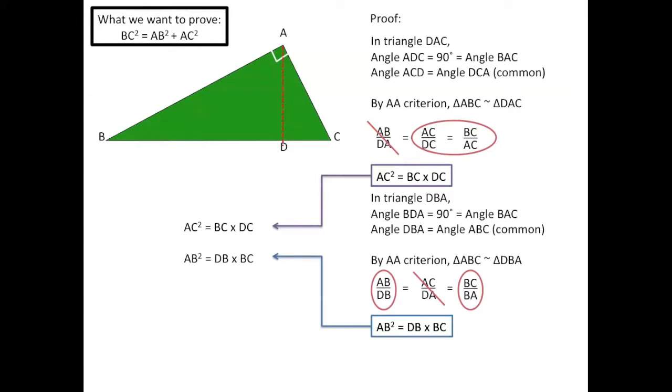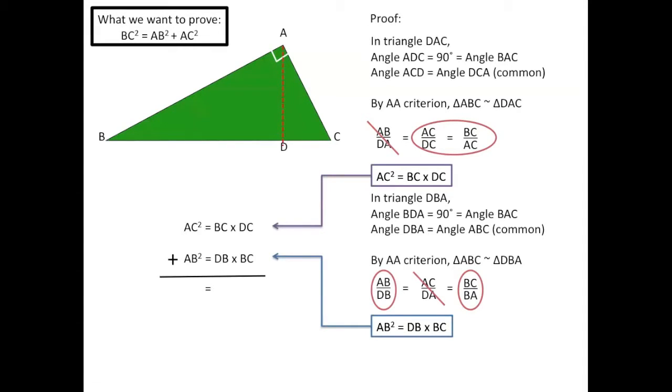And at this point you may get stuck on what we should do first. Well, let's look back at what we were trying to prove at the top, the black box. We were trying to prove that BC squared is equal to AB squared plus AC squared. And when we look at what we ended up with, we have an AC squared over here and an AB squared over here. And according to our black box, we're trying to add these two. So let's try adding these two equations and see what we end up with.